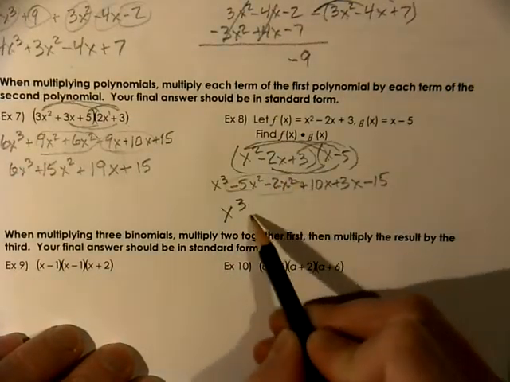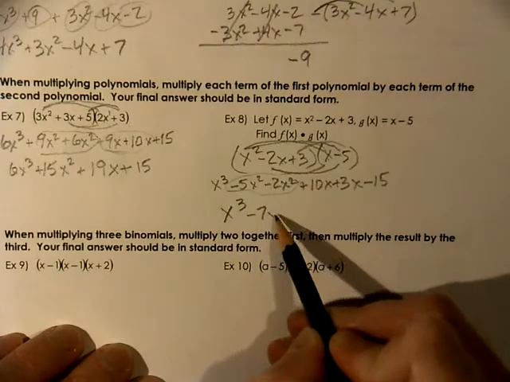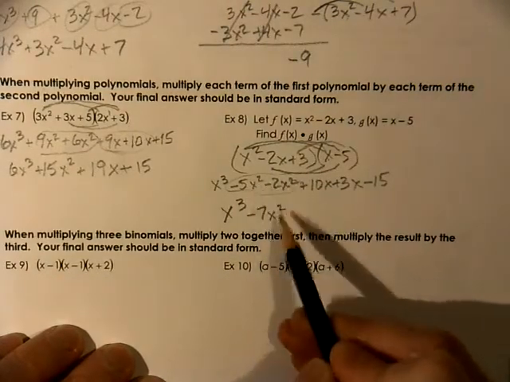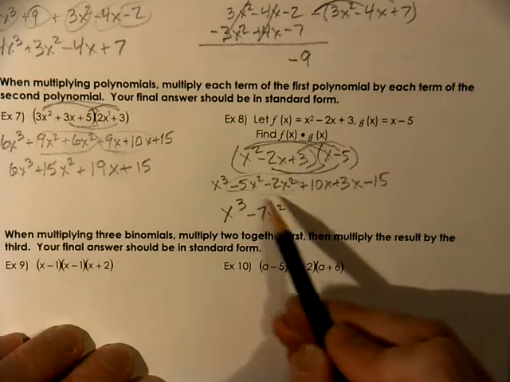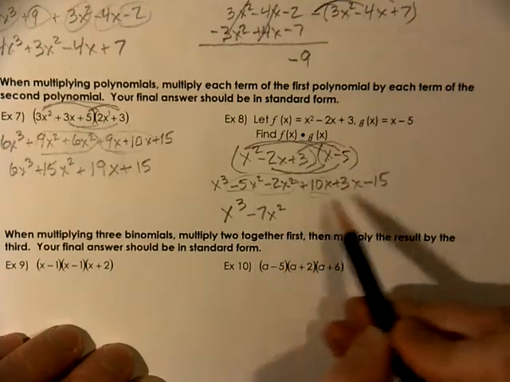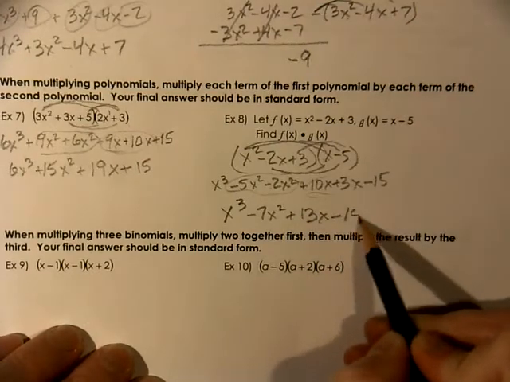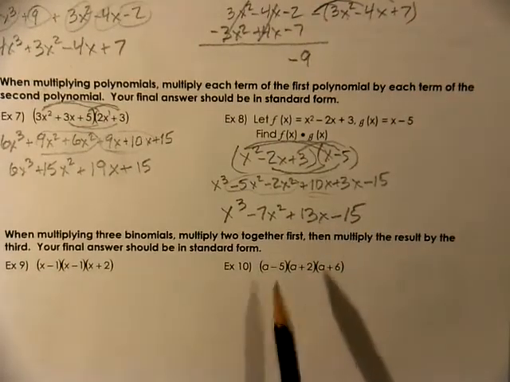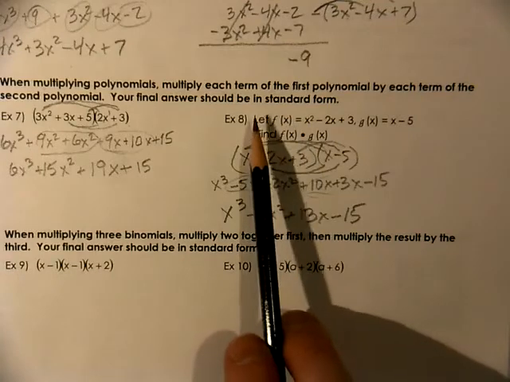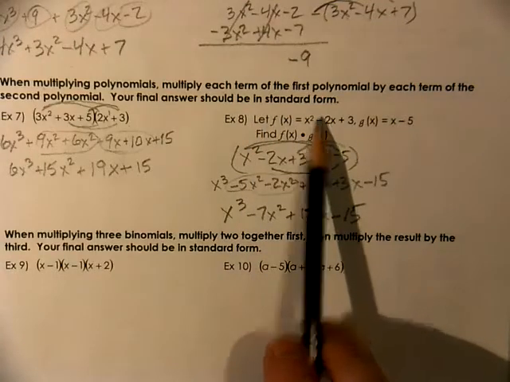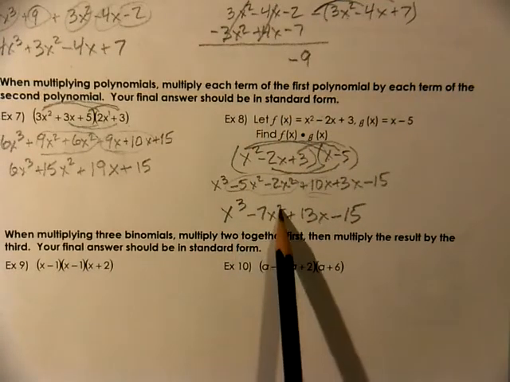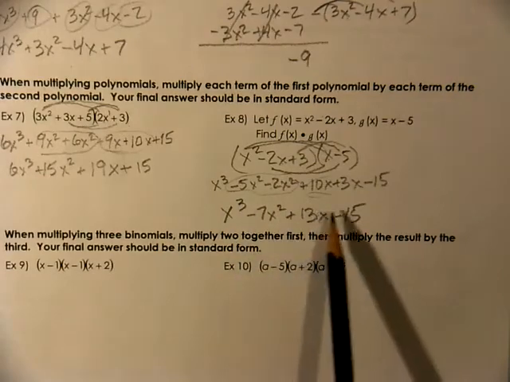Collect your like terms together to get negative 7x squared. You don't change exponents when you're adding or subtracting. 13x minus 15. So we're writing the polynomial in standard form. The exponents are in descending order.